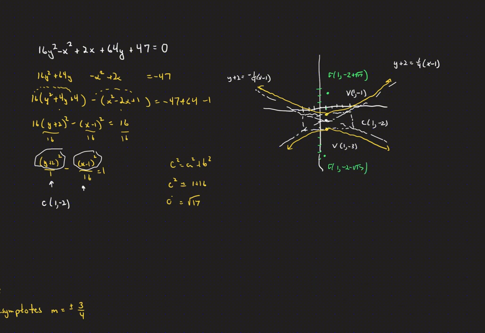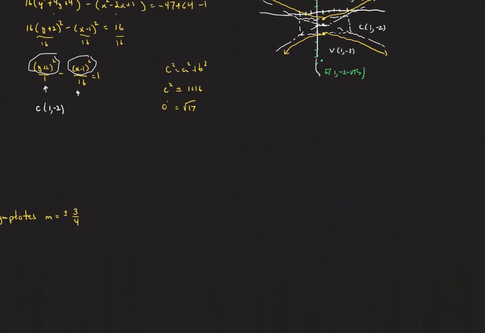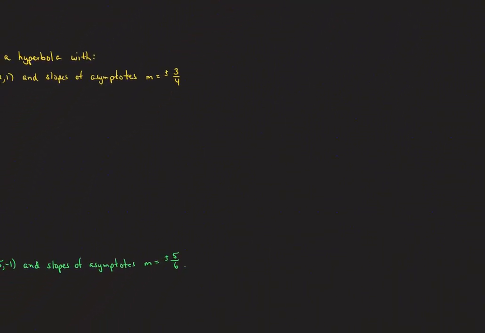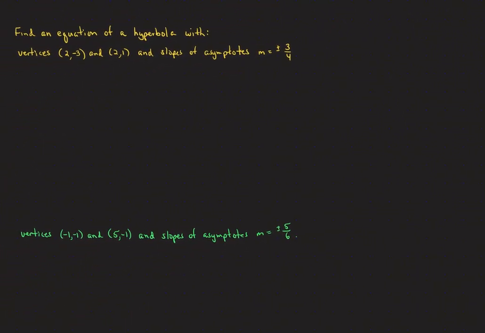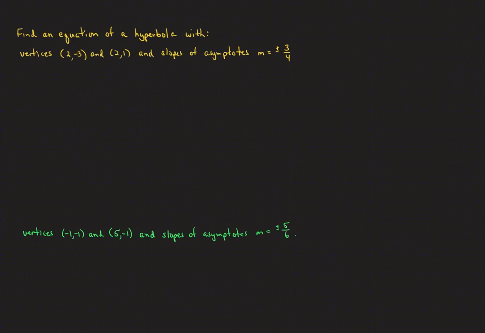All right, very good. Well, believe it or not, we still got some more to do. Let's see if we can find an equation of a hyperbola that has vertices (2, -3) and (2, 1), and slopes of asymptotes plus or minus 3/4.